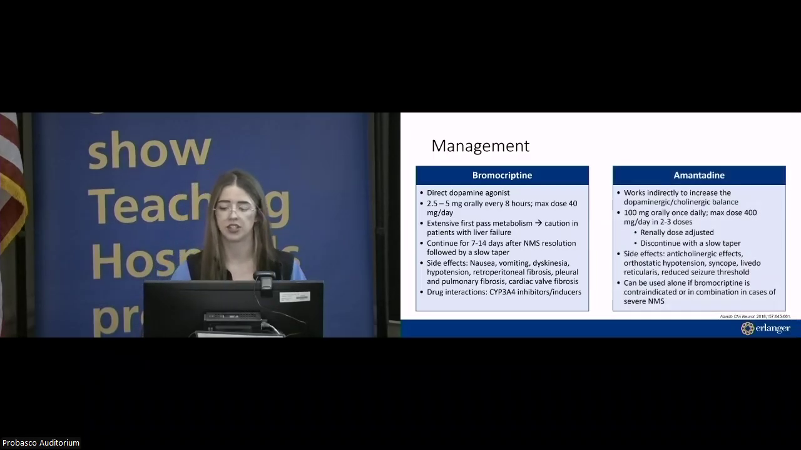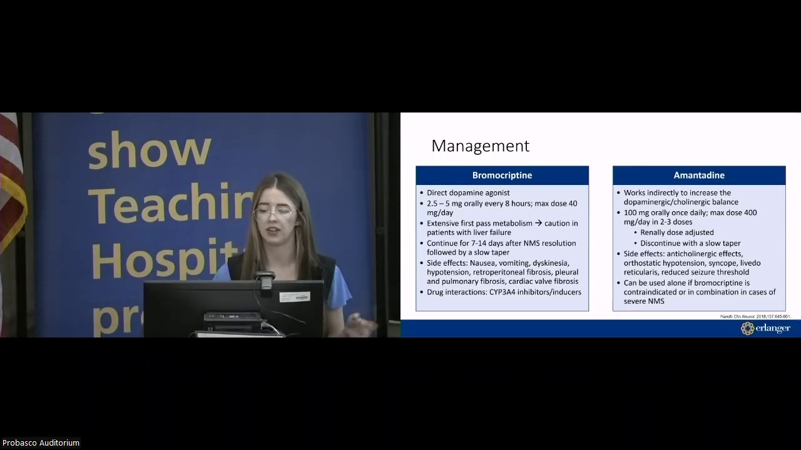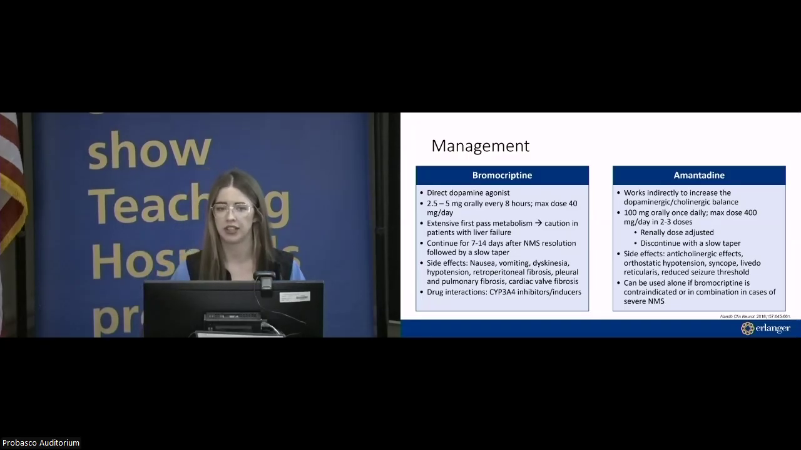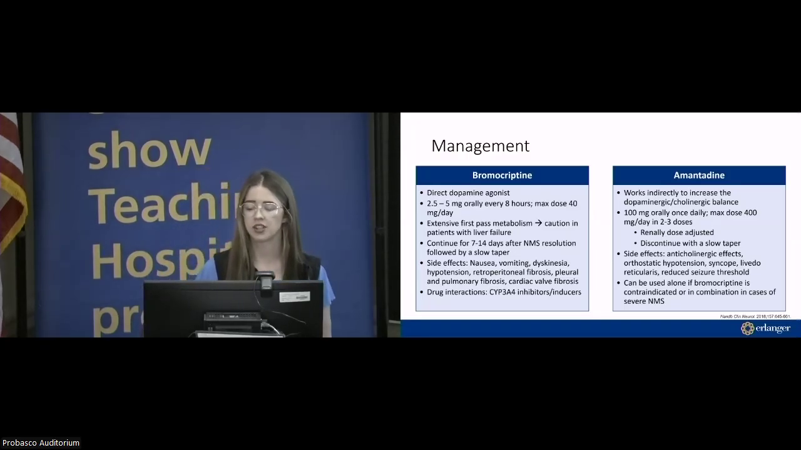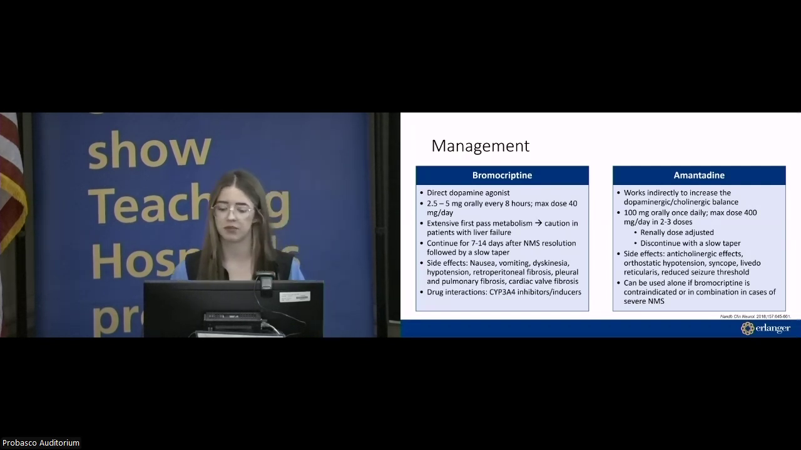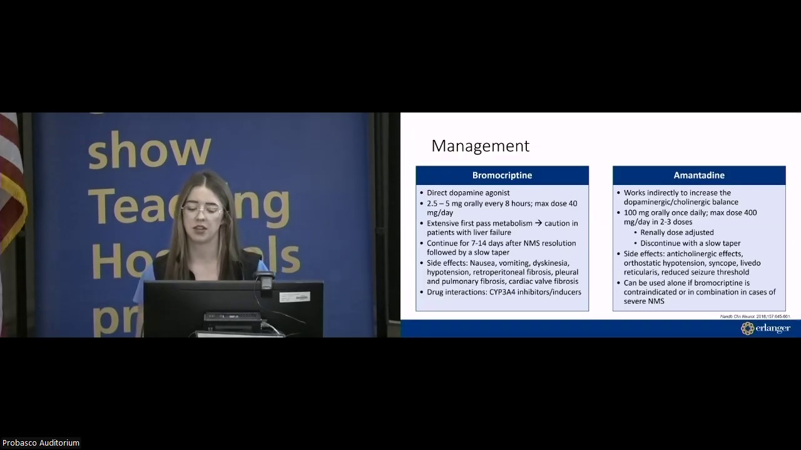Amantadine works indirectly to increase dopaminergic activity and rebalance dopaminergic and cholinergic tone. Typical dosing is 100 milligrams orally once daily, titrated up to a maximum dose of 400 milligrams daily in divided doses. And this medication does need to be renally dose adjusted. It should also be discontinued with a gradual taper. Adverse effects include anticholinergic symptoms, orthostatic hypotension, syncope, and a reduced seizure threshold. Amantadine can be used when bromocriptine is contraindicated or in combination in severe cases.